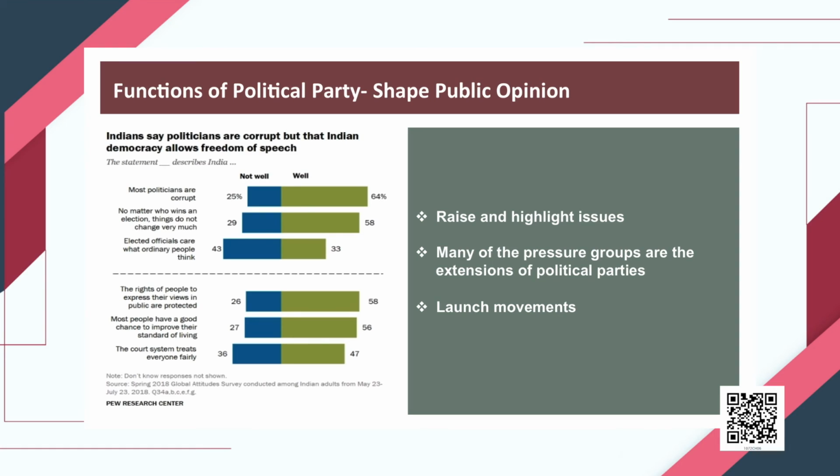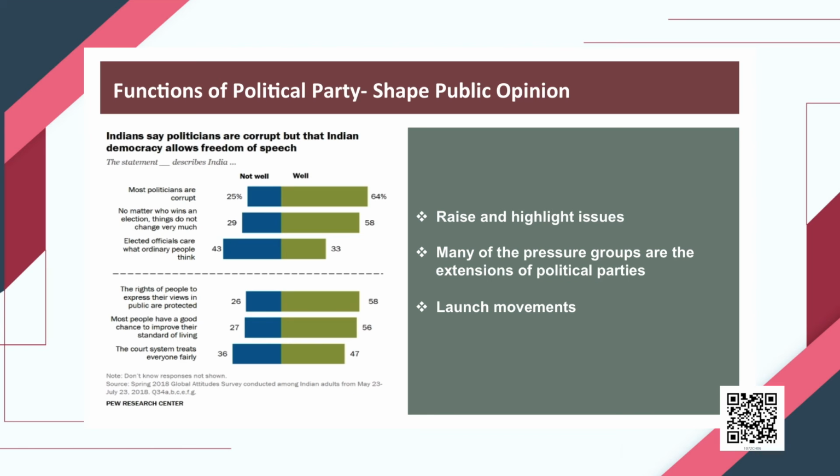Parties shape public opinion. They raise and highlight issues. Parties have lakhs of members and activists spread all over the country. Many of the pressure groups are the extensions of political parties among different sections of society. Parties sometimes also launch movements for the resolution of problems faced by the people. Often, opinions in the society crystallize in the lines parties take. For example, a very famous movement that mobilized people was the JP movement in 1970s. It was not an overnight movement against the government of the day, but was simmering for a long time for various social and economic reasons.